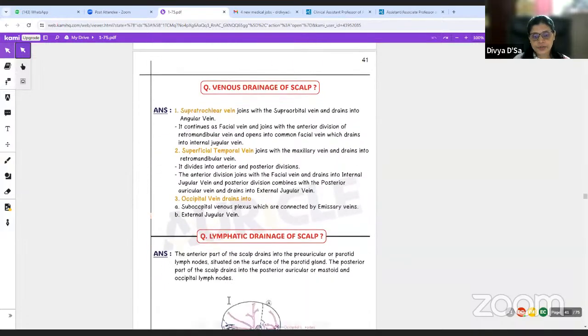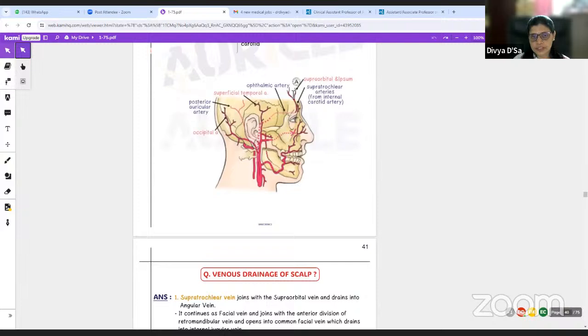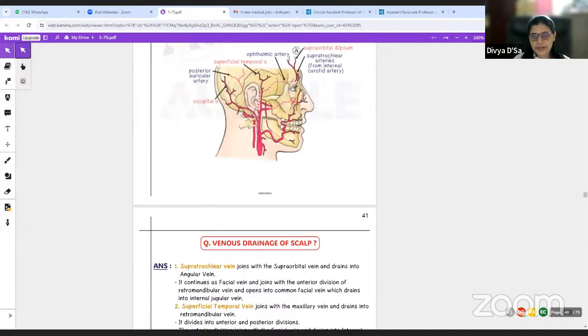Next, venous drainage of the face. The supratrochlear vein will join with the supraorbital vein. Just like the arteries, there are corresponding veins. The supratrochlear and supraorbital veins join to form the angular vein, at the medial angle of the eye. This angular vein will continue as the facial vein and joins with the anterior division of the retromandibular vein. When it joins, it becomes the common facial vein.